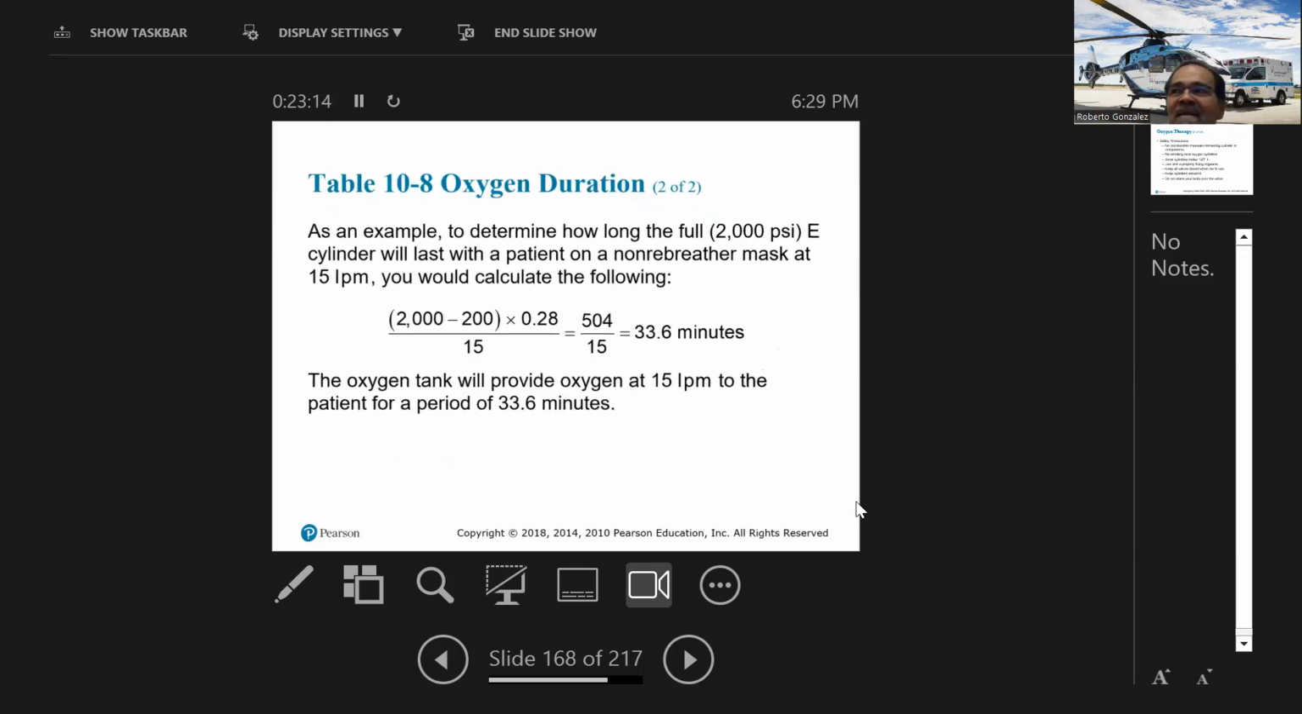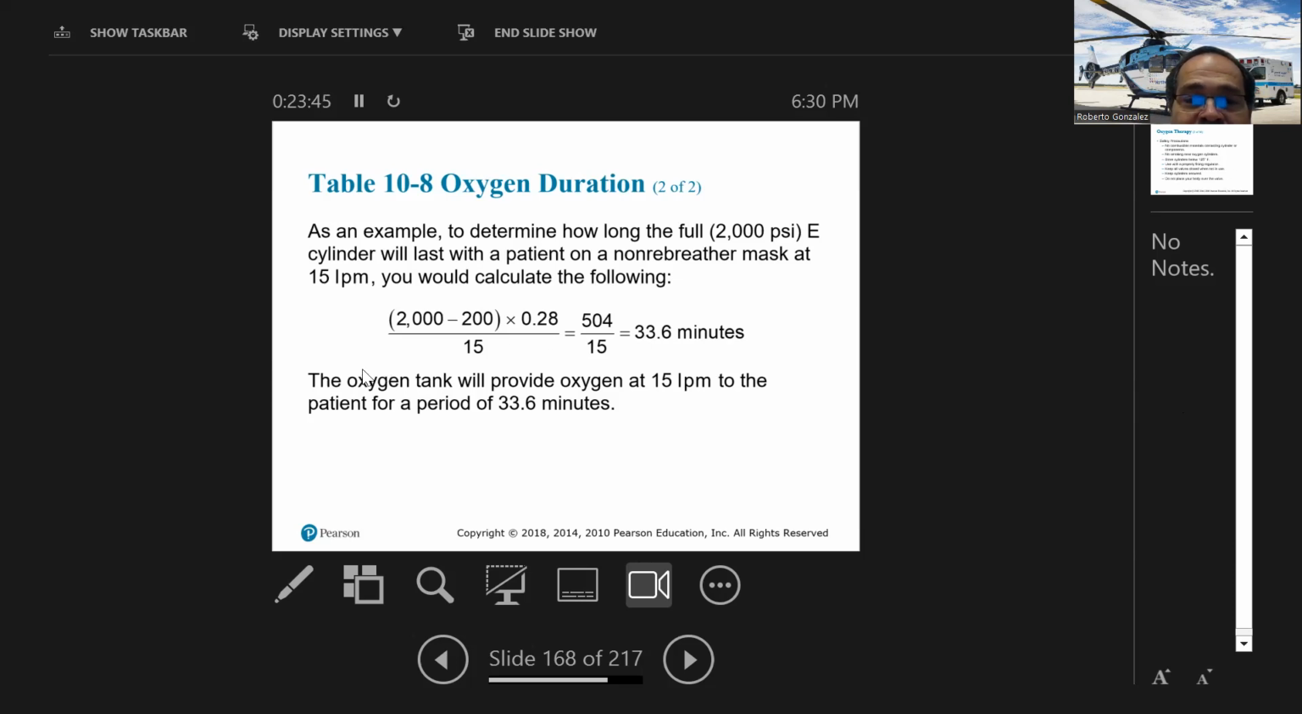Okay, this is the calculation that we talk about. As an example, to determine how long the full 2000 psi E-cylinder will actually last with a patient on a non-rebreather mask at 15 liters per minute. Normally, with a non-rebreather mask, we go up to 15 liters per minute. So we're talking about a size E tank.